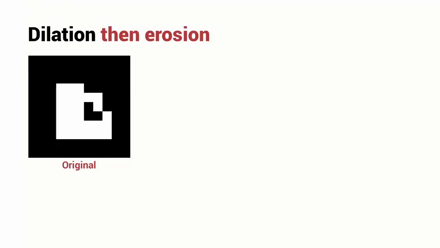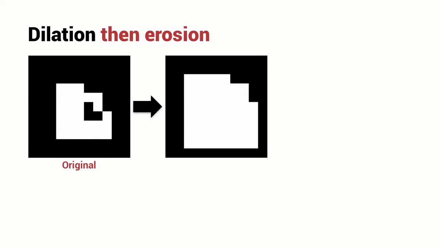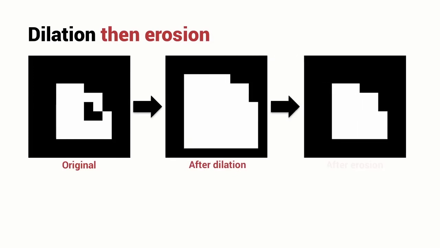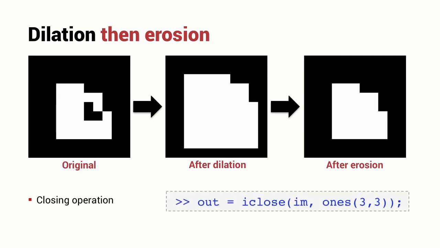Now let's look at the original image and then its dilated version and then its eroded version. We can see we have something that looks very much like the original shape, except the hole within it has been filled in. This operation is called a closing operation. It tends to close holes within an object. Any hole that's smaller than the size of the structuring element, which is a 3 by 3 pixel block, will be filled in. This closing operation can be computed using the toolbox function iClose.